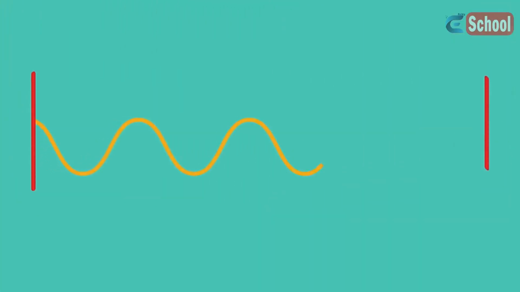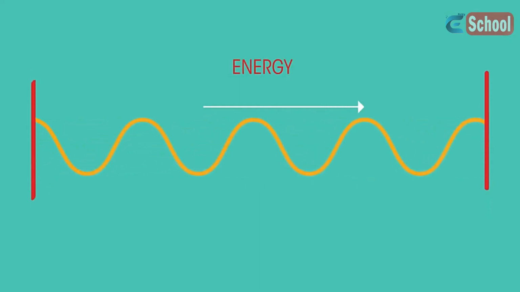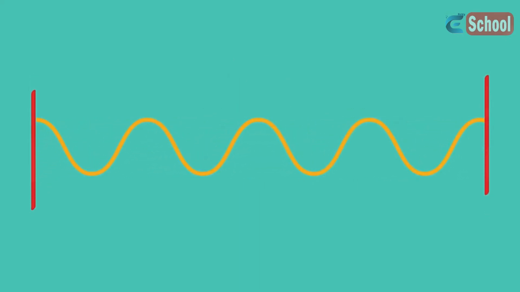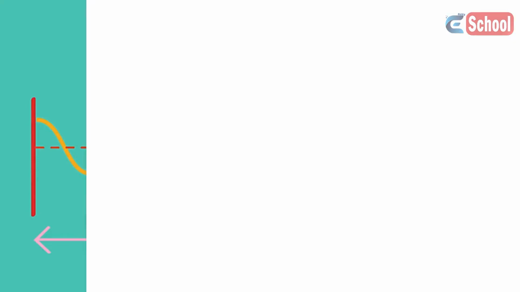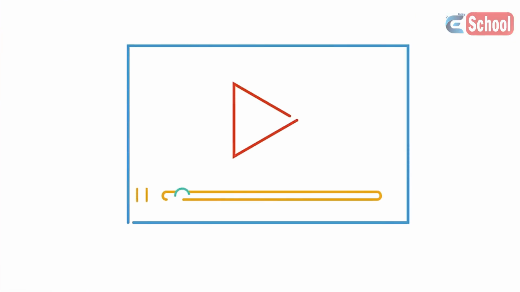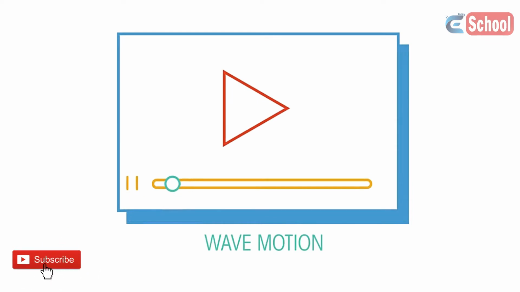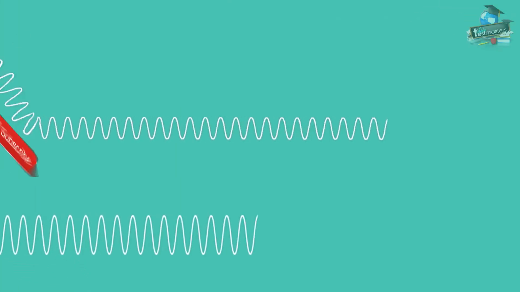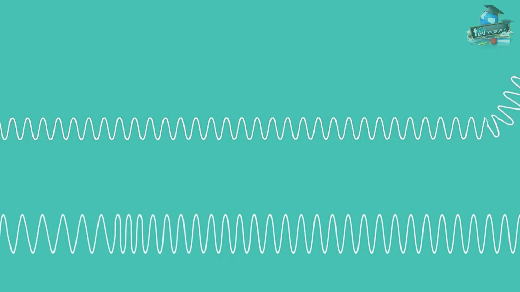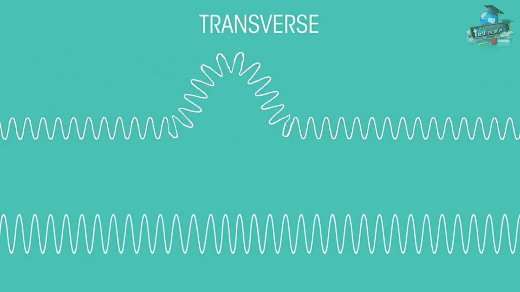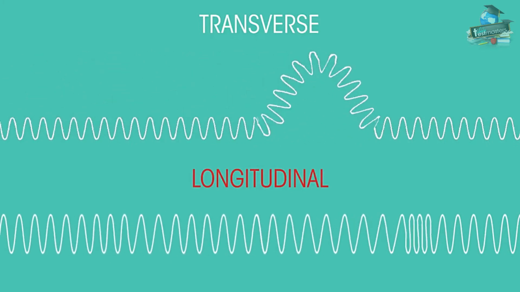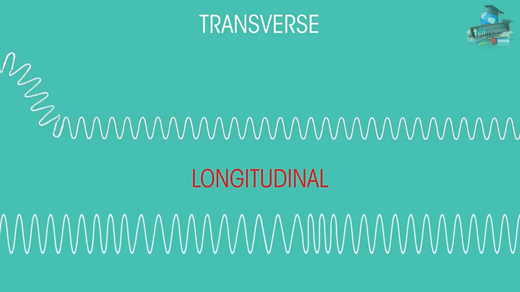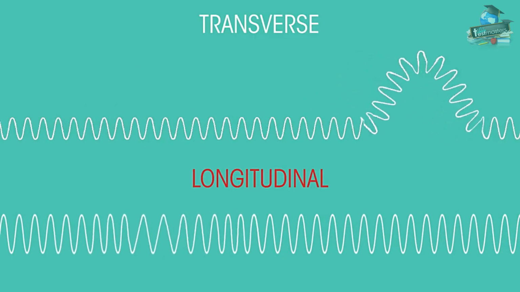Waves transfer energy from one place to another. You should already know how to describe them in terms of frequency, wavelength and amplitude, which we looked at in another video. In this video, we're going to look at two ways they can be classified. Waves are produced as a result of vibrations and can be classified as transverse or longitudinal. Whether they are transverse or longitudinal depends upon how the particles are made to vibrate as the energy passes.